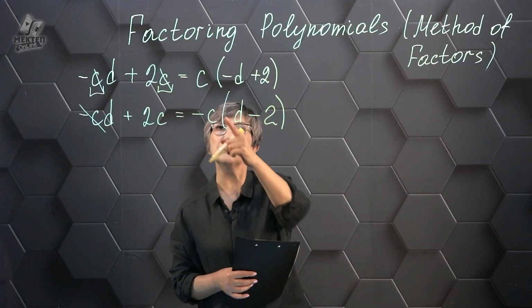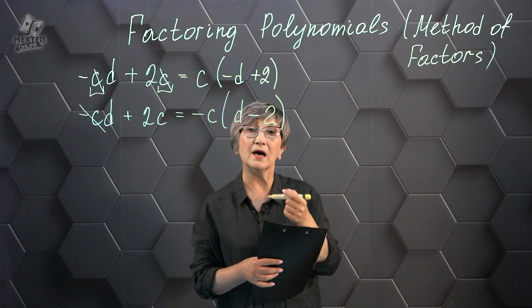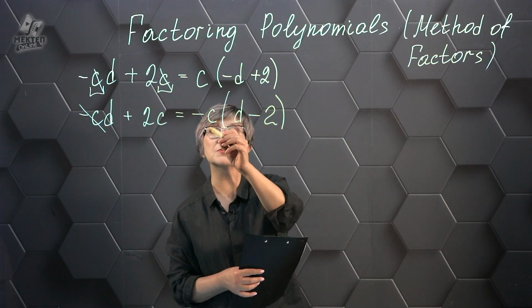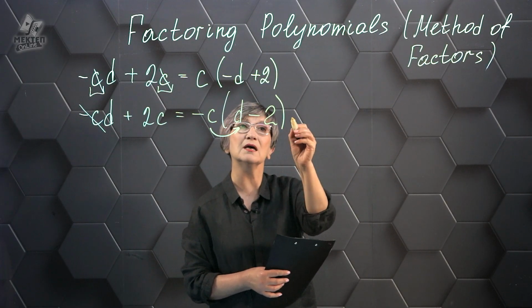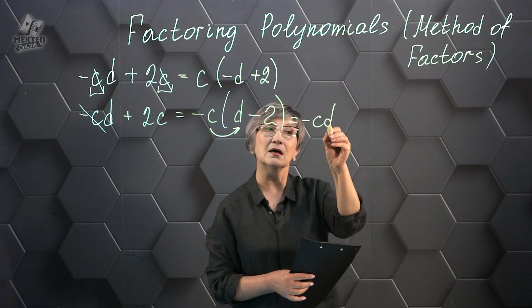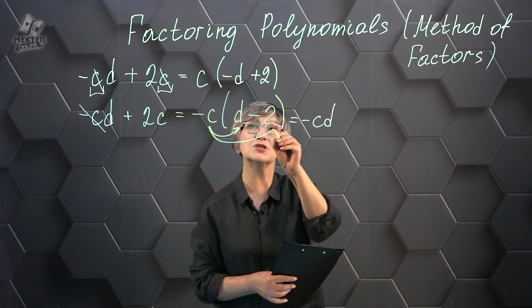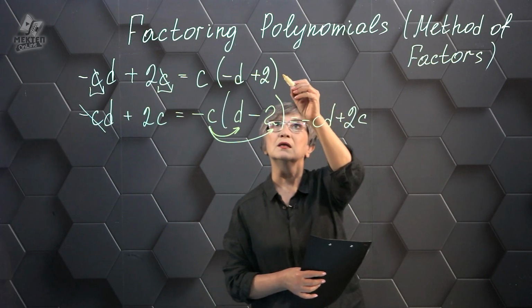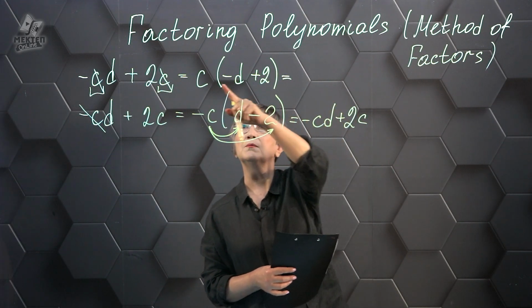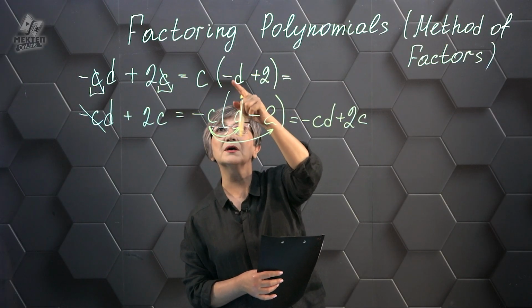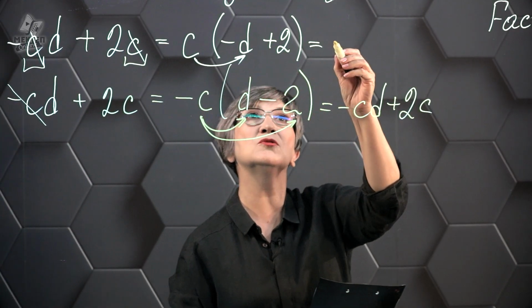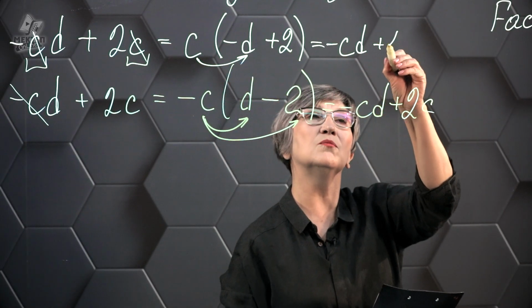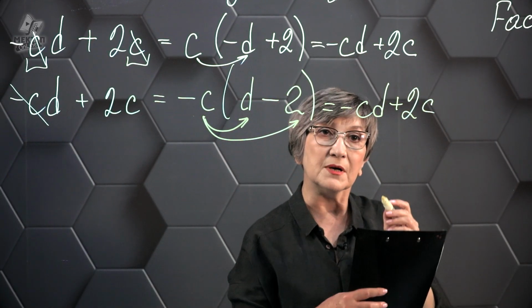You can check the correctness of your answer by performing the reverse operation. That is, in our case, minus c multiplied by d will be minus cd, and then minus c multiplied by minus 2 gives plus 2c. We will check the answer in the first example in the same way. c multiplied by minus d is minus cd. c multiplied by 2 is 2c.